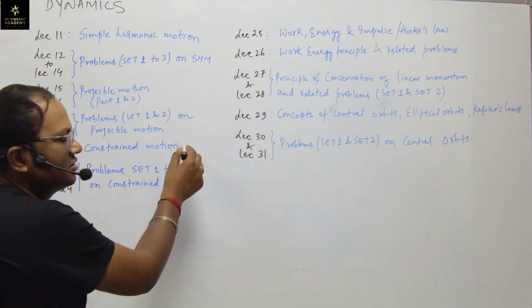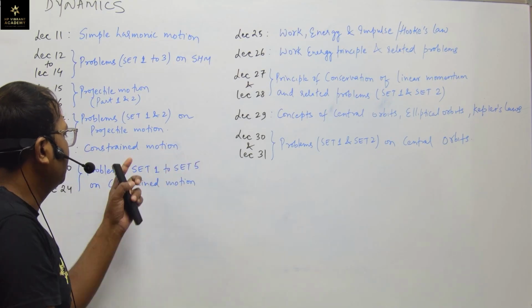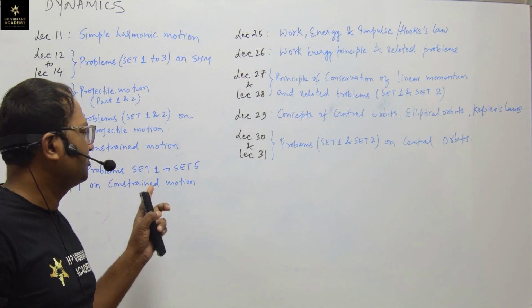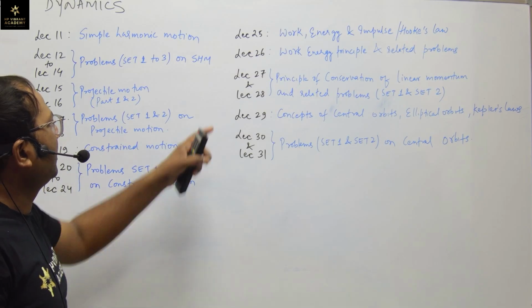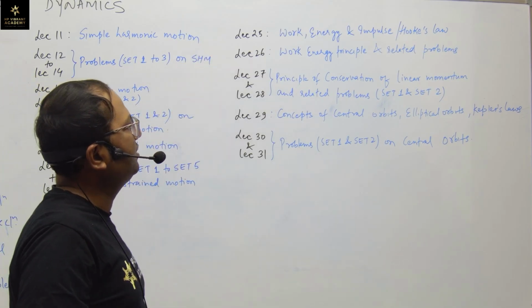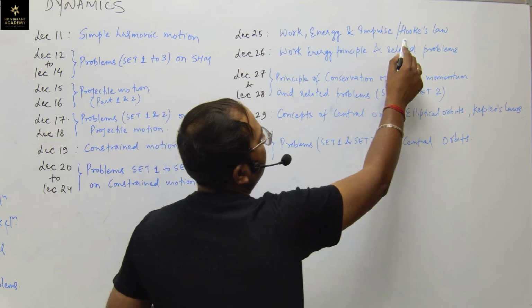Based on the concept of constrained motion, we will discuss problems in 5 sets. So we have set 1 to set 5, that is lecture 20 to lecture 24. In lecture number 25 we have work, energy and impulse. Also we will discuss Hooke's law.